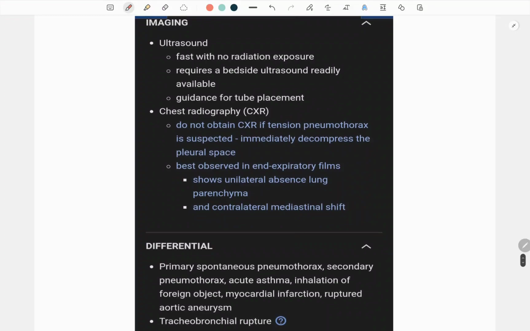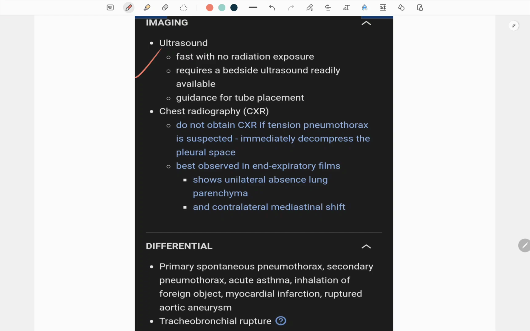Let's talk about the imaging. Ultrasound, if we do FAST, has no radiation exposure, requires a bedside ultrasound readily available, and can give guidance for the tube placement. Ultrasound, chest radiography, chest x-ray.